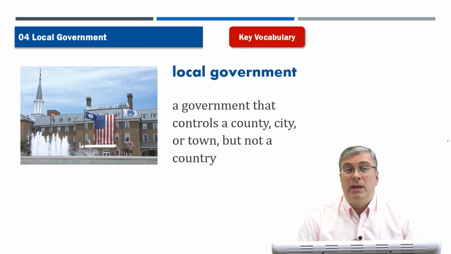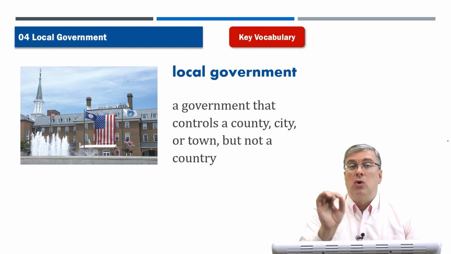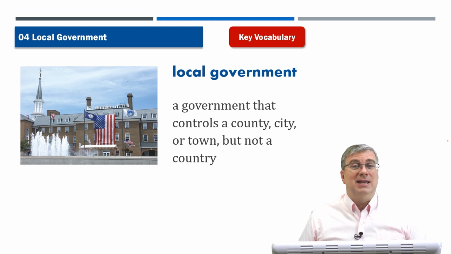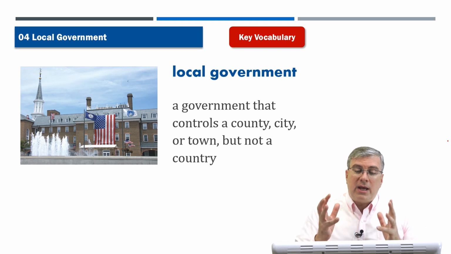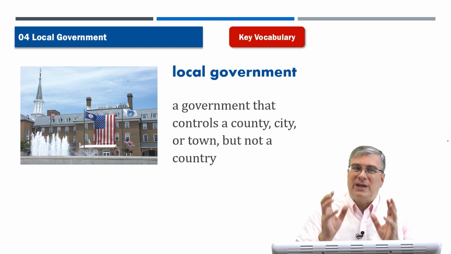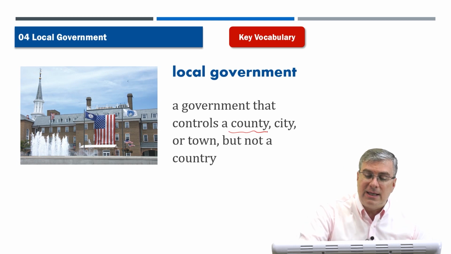Let's start with the vocabulary as usual. The first word or phrase is actually two words: local government. I mentioned that in the introduction to this lesson. When we think about government, there are different types of government. Local government is a government that controls a county, a city, or town, but not a country.